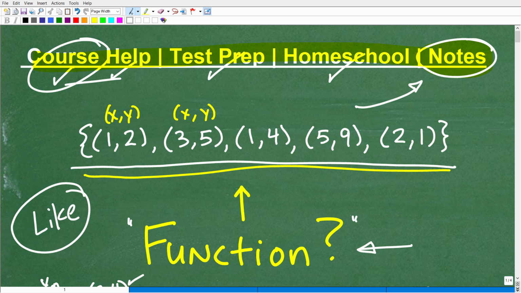So if you want to know more about functions, I would encourage you to check out any one of my algebra courses. Pre-algebra, I teach it. Algebra, I teach it at a more advanced level. Algebra 2, it's even a little bit more advanced. And then, of course, in my pre-calculus course, we get really, really advanced into functions. So wherever you're at, functions will always be part of your math education, especially at the high school and college level.